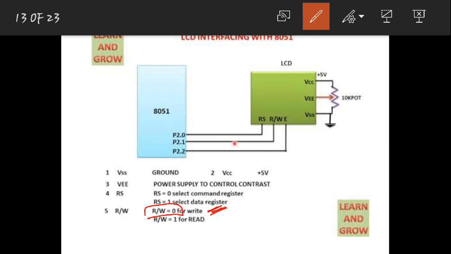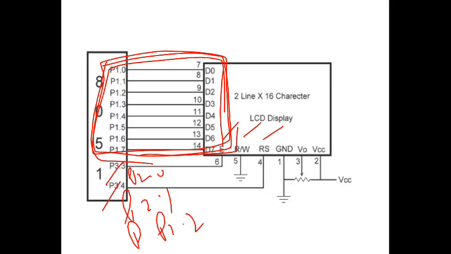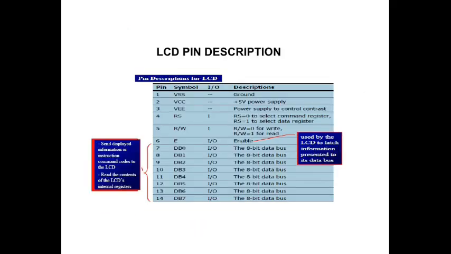That means here he just took this and connected it to ground. So I am always writing on the LCD, I am not reading from the LCD, if he does that. But generally, the manufacturer won't connect it to ground. Instead he'll connect it to some port, so that it is my choice whether I want to read from the LCD or write on the LCD. By selecting 0 or 1 here, I'll choose whether I'm writing or reading.